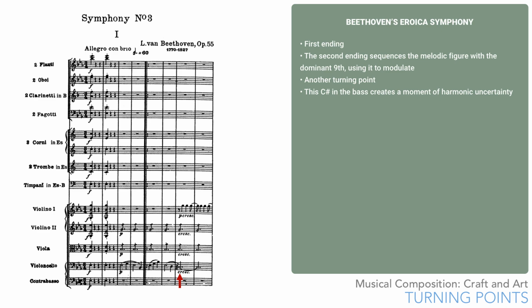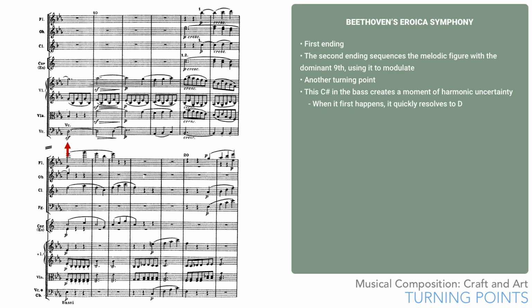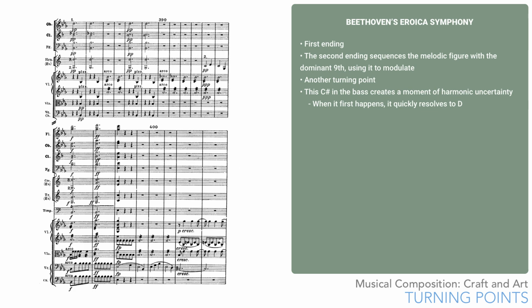The C sharp of the bass creates a moment of harmonic uncertainty. When it first happens, it quickly resolves to D as part of the dominant seventh chord of the home key, E flat major. When this passage recurs in measure 402, the C sharp acts like a D flat going down to C, which turns out to be the dominant of F major. So this changes the color of the recapitulation, leading it in a new harmonic direction.